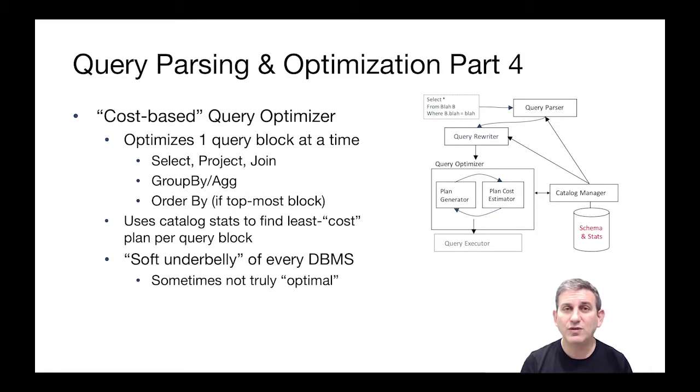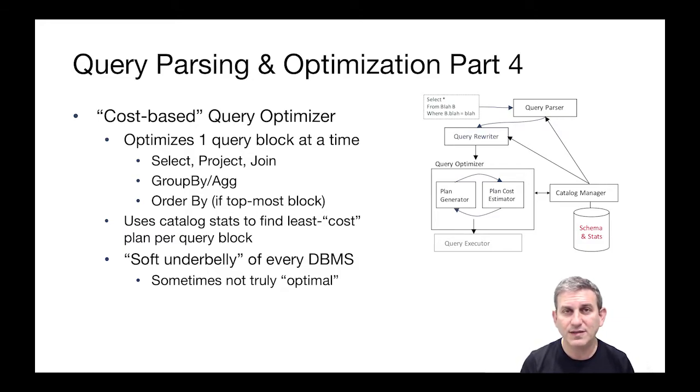What we are going to spend most of our time on in this class is what's called the cost-based query optimizer, which takes queries one query block at a time, where a query block is a bunch of select, project, join operators with a group by aggregate and an order by on top. Okay, so it's just that construct, and it gets one of those at a time, and it's going to optimize each of those.